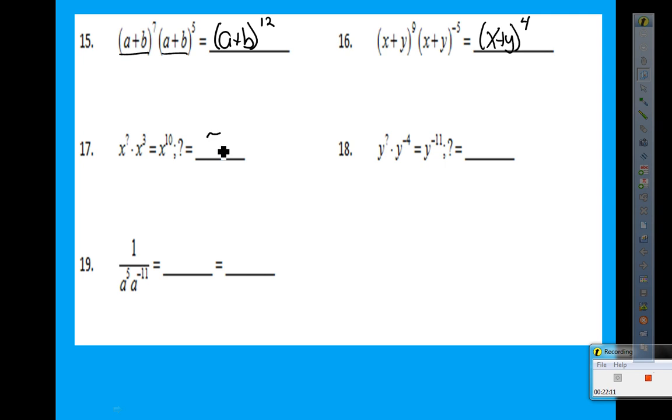It's going to be 7. And here's how come. You know you're going to add your powers, so something plus 3 has got to be 10. That something's got to be 7.